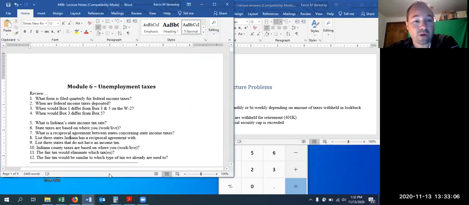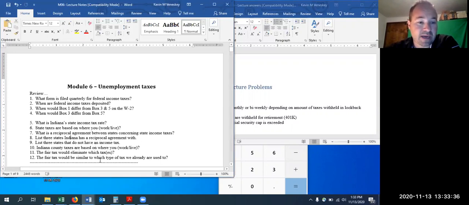What is a reciprocal agreement between states concerning state income tax? Well, that's an agreement that you only pay the tax where you live for those states in that reciprocal agreement. So we had the example of Indiana and Kentucky. You live in Jeffersonville, you work in Louisville. Kentucky's going to waive the requirement that you file and pay income tax there because of the reciprocal agreement. You only pay and file for Indiana, where you live.